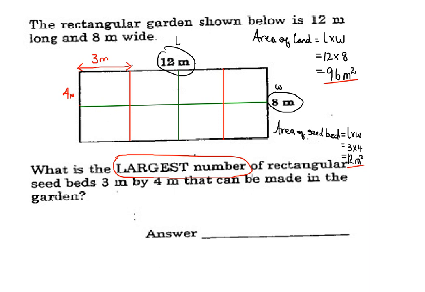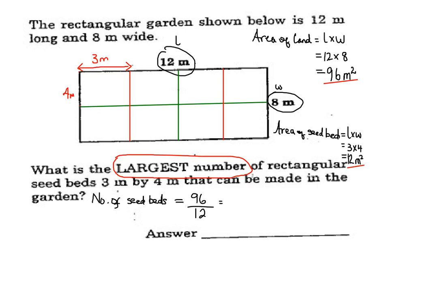So what I would do in a case like this is divide the area by the area of the seed beds, because the only thing I know is the area of the land is 96 meters squared, and I know that my seed beds are going to be 12 meters squared. So to get the number of seed beds, that's what we're going to work out now. Number of seed beds, you'll divide the area of the land by the area of one seed bed. So can you divide 96 by 12 for me?